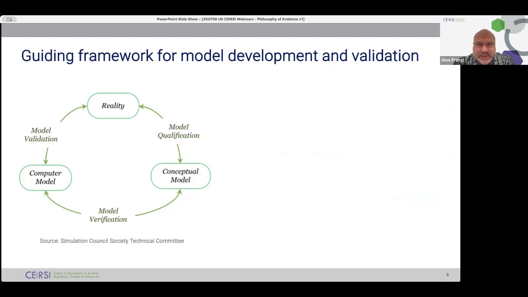Now, in terms of when we develop a model, there is a reality of interest that we're trying to explain or to understand. That could be the behavior, for instance, of a particular device. We develop some sort of conceptual model about that reality, and then this conceptual model could be a mathematical model, or a behavioral model, or any type of model, and it then has to be articulated into a computer model so that we can make simulations and compute that.